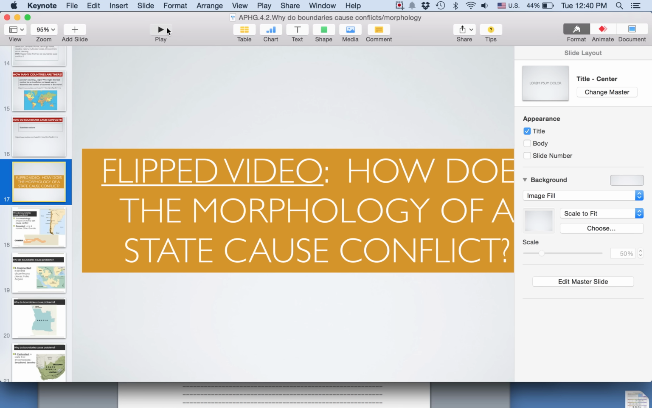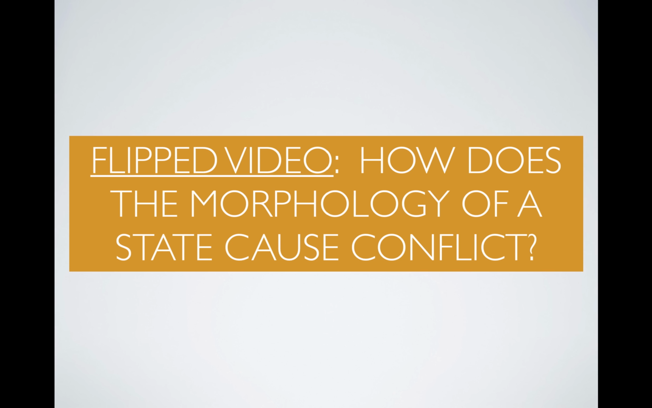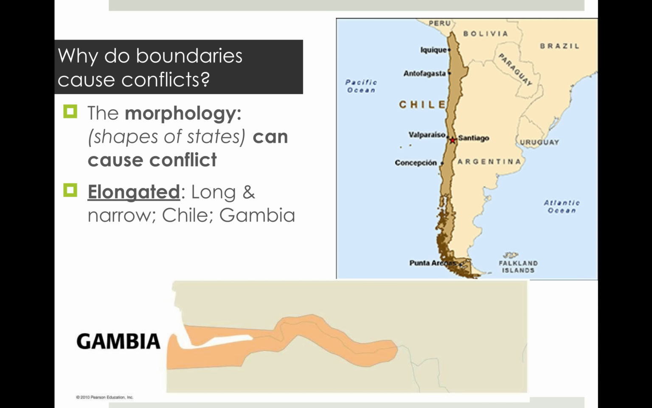All right, here we are, everyone, with our next flip video in our political geography unit that discusses the morphology of a state and how the morphology of a state can cause conflict. Morphology is the shape of the state. This is a sub-question underneath our general exploration into why boundaries cause conflict. As I just mentioned, the morphology of the state is the shape of the state.